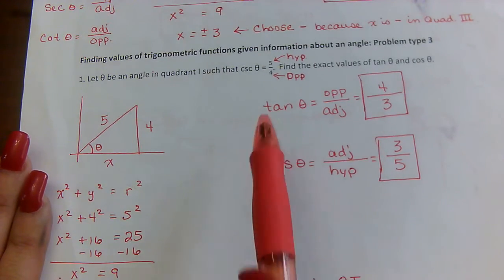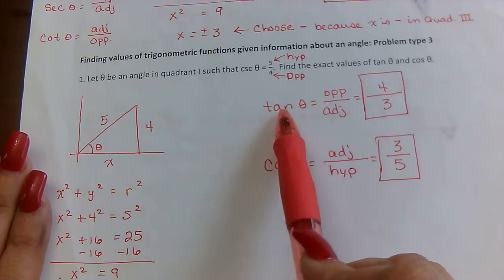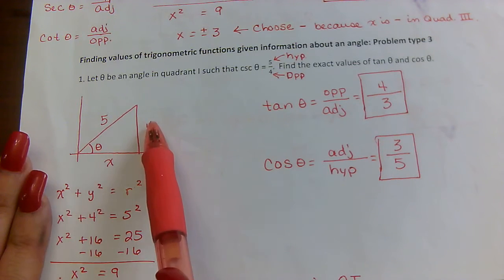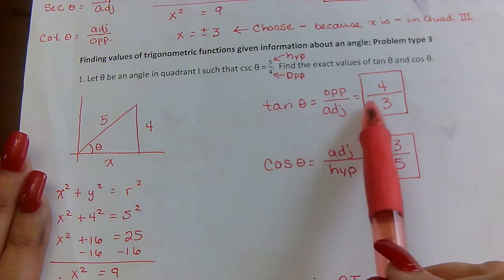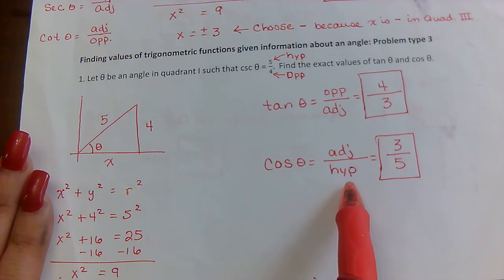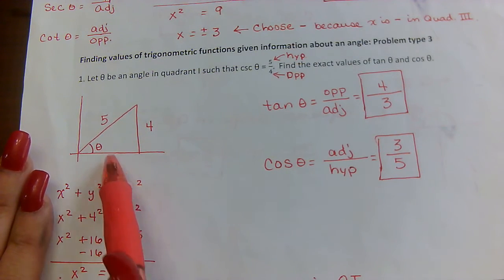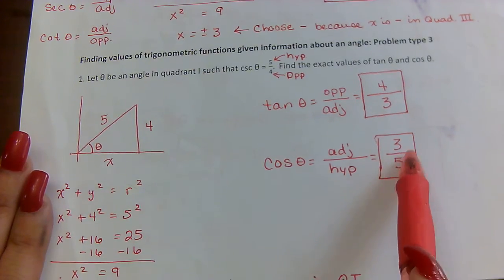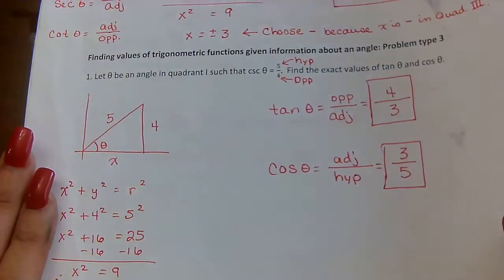And then you're going to do tangent and cosine. So tangent is opposite over adjacent. Opposite is 4. Adjacent would be 3, so 4/3. For cosine, it'll be adjacent over hypotenuse. Adjacent is going to be 3. Hypotenuse will be 5. So you have that answer right there.